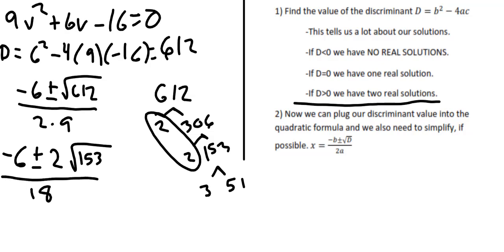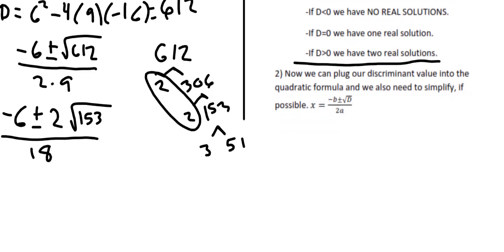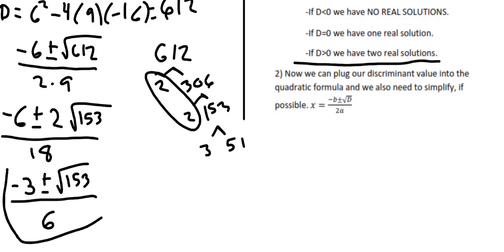And now we can actually reduce this. Notice all our numbers here: we've got -6, 18, and 2. They're all divisible by 2. So we're going to divide everything by 2 and get -3 plus or minus 1 radical 153 all over 6. So that would be our solution. It doesn't really help us visualize it, but we could type it into our calculator and approximate that square root of 153.